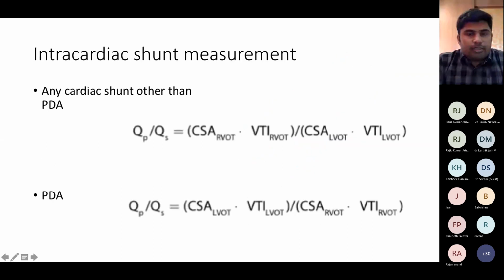Based on the measurements in the right ventricle and left ventricle, the stroke volume can be measured independently. This can help in measuring the degree of intracardiac shunts in patients with VSD or ASD. Using the area of the RVOT and the VTI, we get the stroke volume of the right ventricle. Similarly, the stroke volume of the left ventricle can be measured. The stroke volume of the RV divided by the stroke volume of the LV gives the Qp:Qs ratio. If it is more than 1.5, the shunt is significant and can cause significant hemodynamic abnormalities.